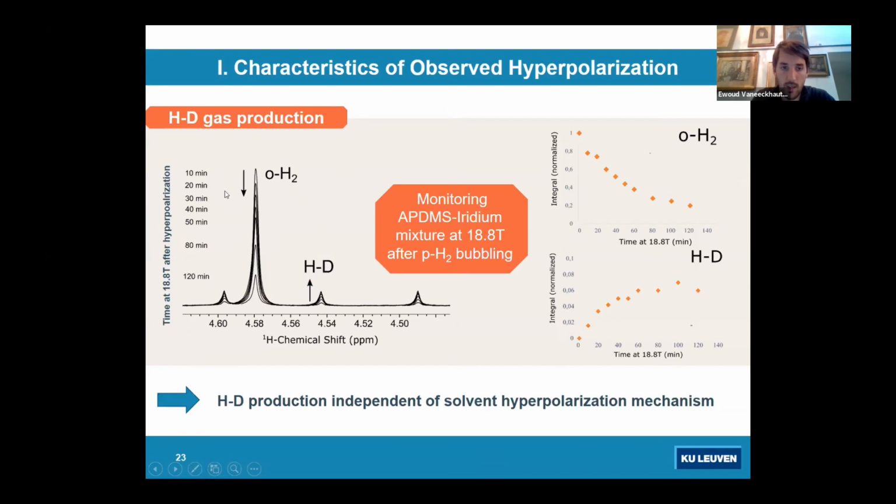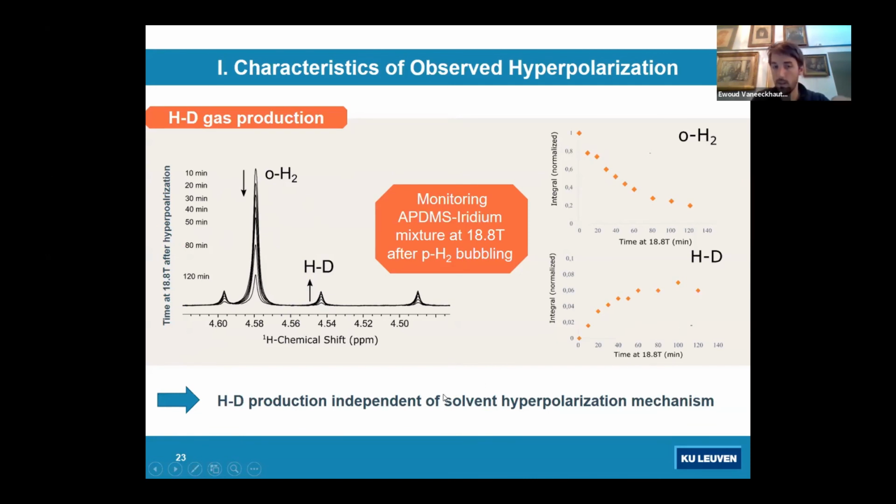So this is a static measurement with our solution, but at high field. So it was no Gauss field or low field. It's just at high field monitoring what is happening to our hydrogen and also what is happening to our HD. Indeed, we have some situation where HD is formed. So these are some graphs where our parahydrogen is going down and HD is forming. But we do think it's an independent process.